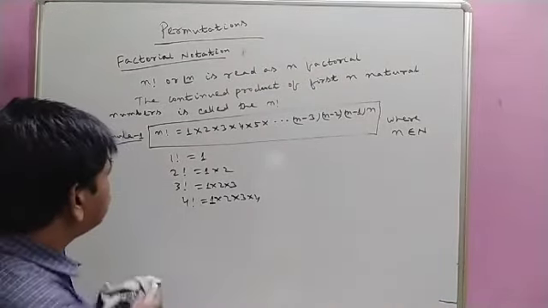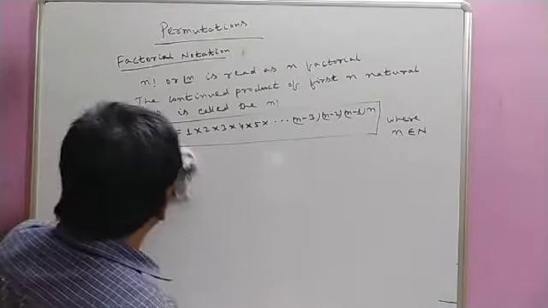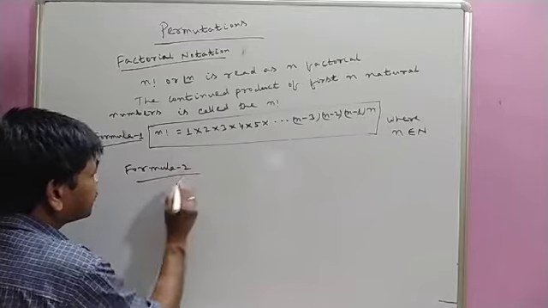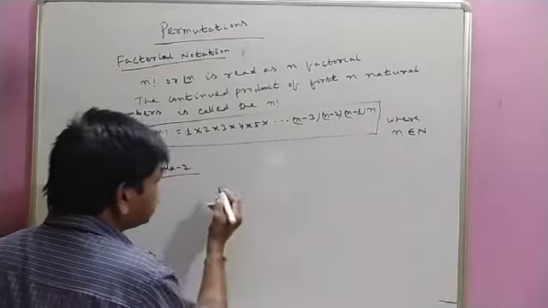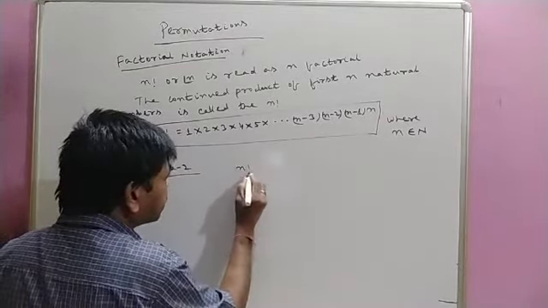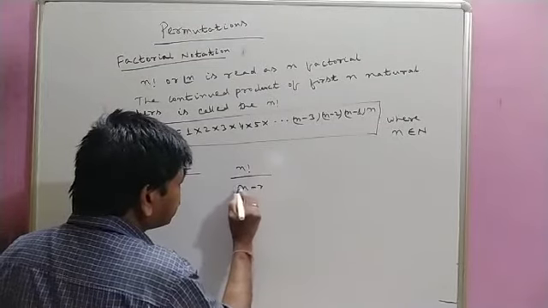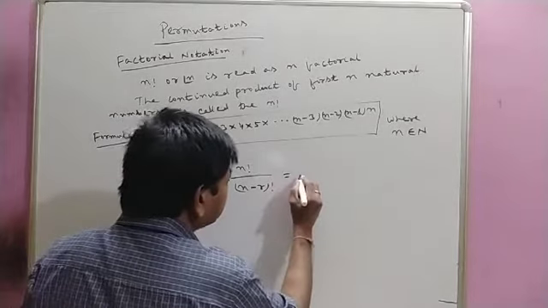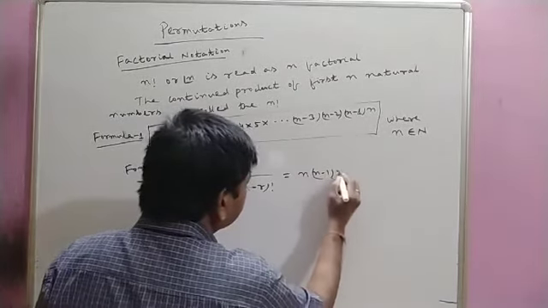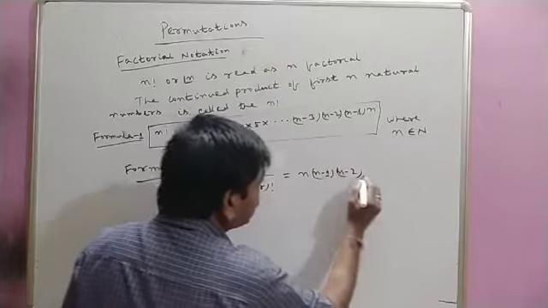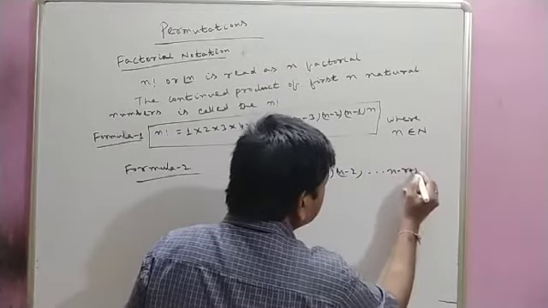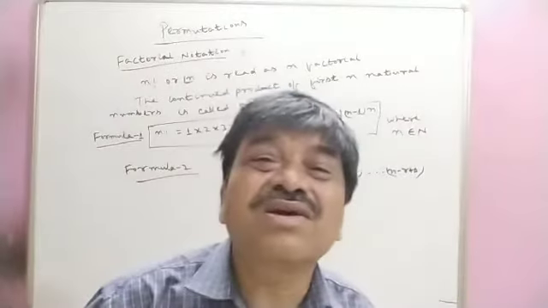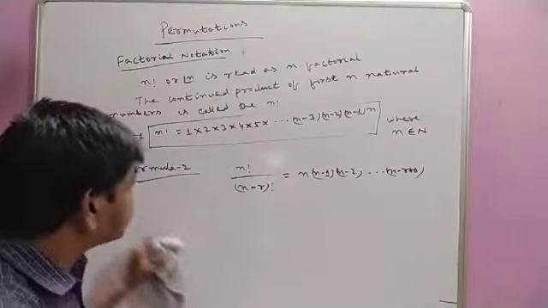Let us discuss formula 2. So what is formula 2? Write n factorial divided by n minus r factorial is equal to n into n minus 1 into n minus 2 up to n minus r plus 1.